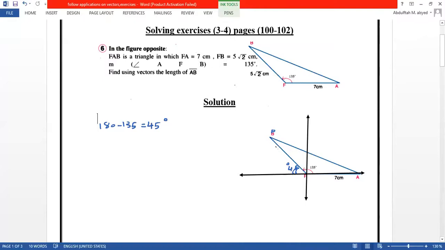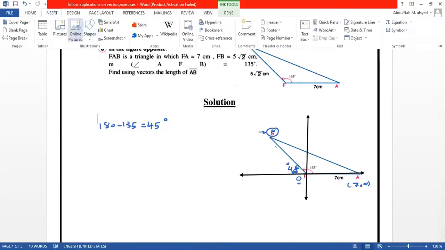Now the point A, its coordinate from the origin point. Suppose this is the origin point. If it's the origin point, so AF is 7 centimeters. So the coordinates of the point A is 7 and 0. Now I want to find the coordinates of the point B. So I have found the measure of this angle equals 45.